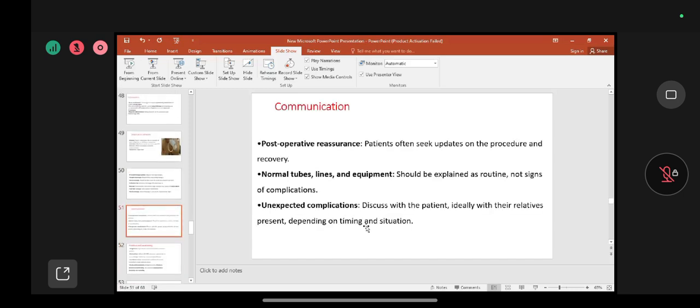Communication: early communication for a cancer patient is beneficial. Post-operative reassurance: the patient often seeks an update on the procedure and recovery. Normal tubes, lines, and equipment should be explained as routine, not signs of complication. And unexpected complications should be discussed with the patient, ideally with their relative present, depending on timing and situation.